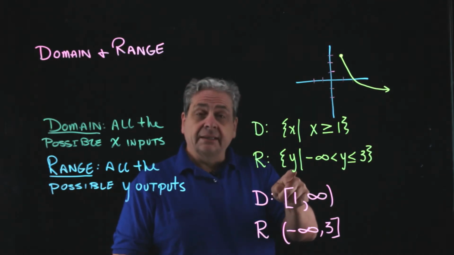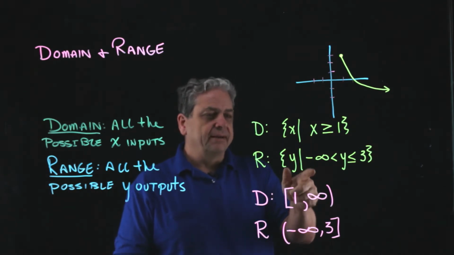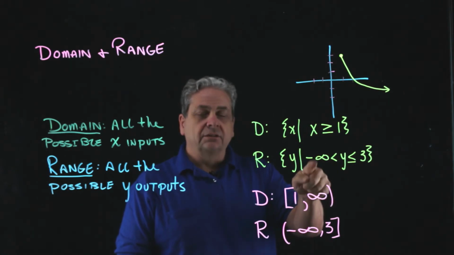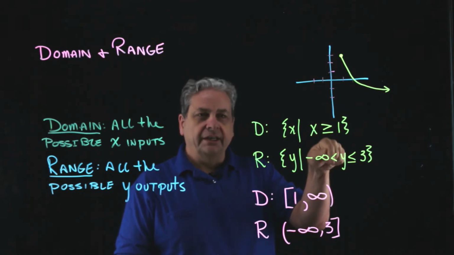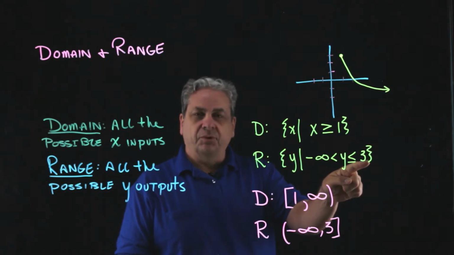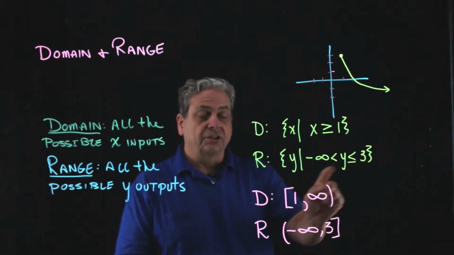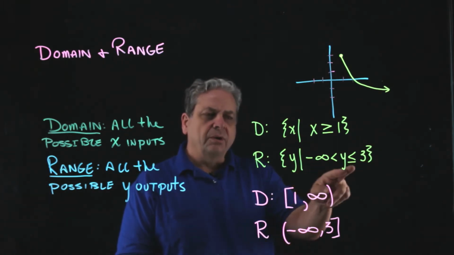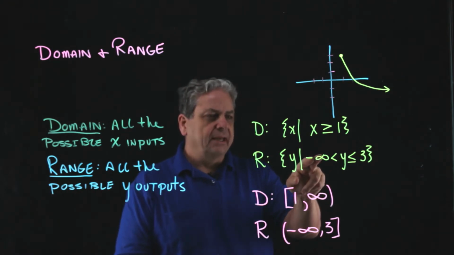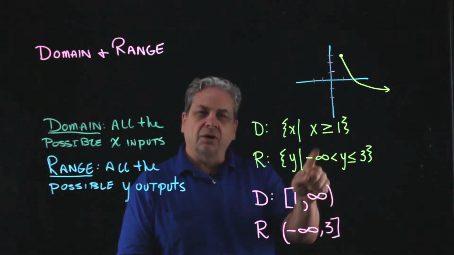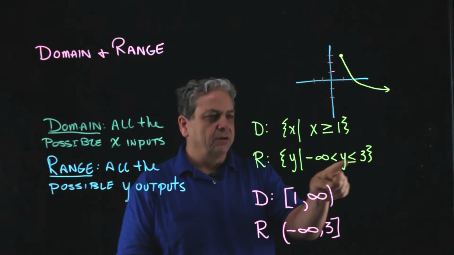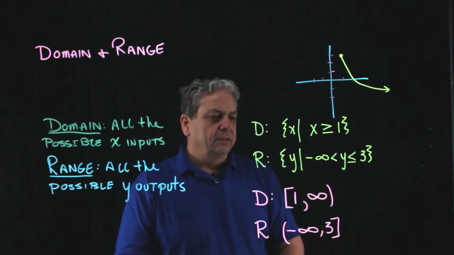And so y is a member of the set such that it's trapped between the lower end of negative infinity and the upper end of 3, and it's inclusive. Okay? Now what I want to point out is that you'll notice that y is trapped between these. We always write the lower end here and the higher end here.